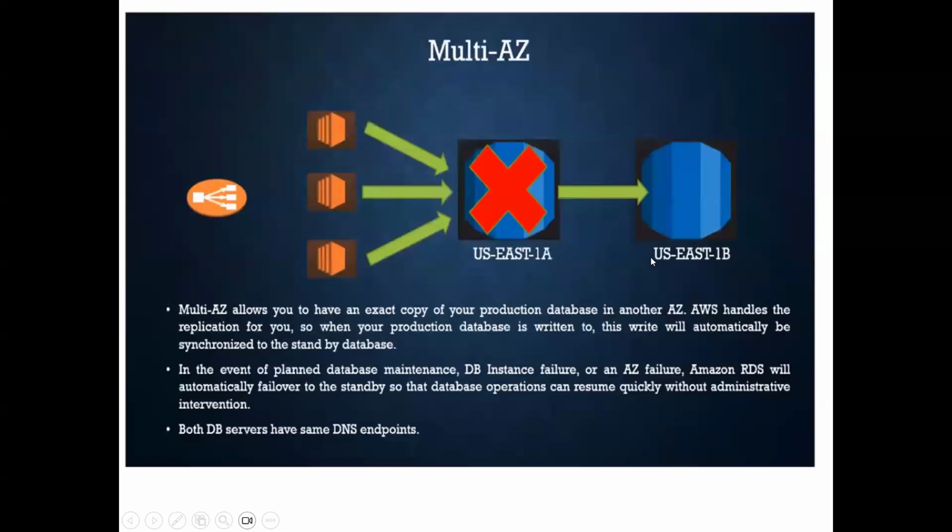Not only when a failure occurs, suppose you are doing some database maintenance in the US East 1A, at that time we can divert the calls to the US East 1B. And once it is restored back, once it is available, then it is ready to take up the calls. So these are the scenarios where we will enable the multi-AZ option.